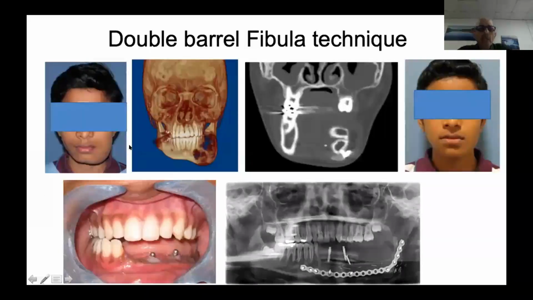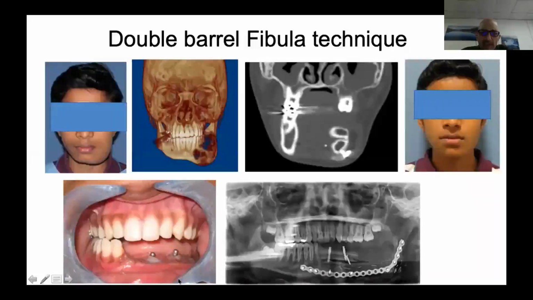Now, if you are doing the reconstruction in this situation and there is loss of mandible, double barreling is important, especially in the anterior segment, which is going up till the first molar. Beyond that, you don't need double barreling. But up till this site, you need double barreling so that there is an appropriate distance at which the implants can be placed and your dental rehabilitation can proceed comfortably.